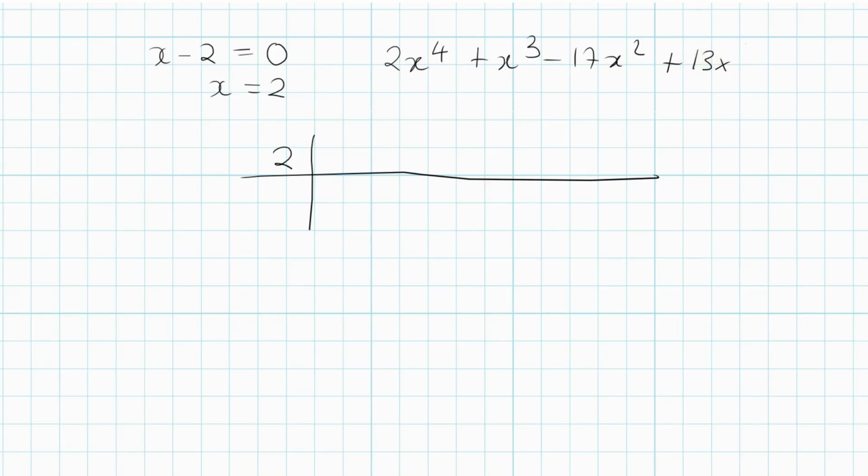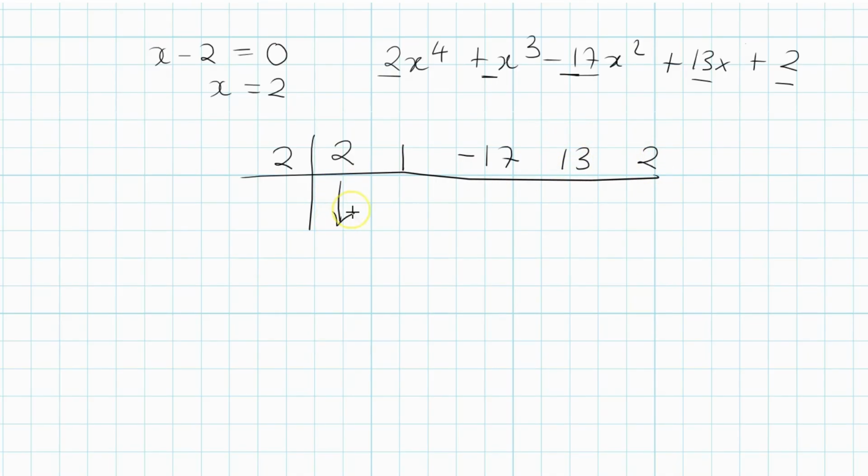I'm sorry, I keep on saying function. It's actually a polynomial. This is our polynomial. So we're going to get the coefficients of the polynomial and insert them over here. So we have 2, we have 1, we have negative 17, we have 13, and we have 2.